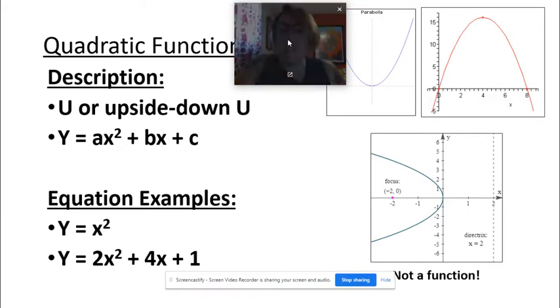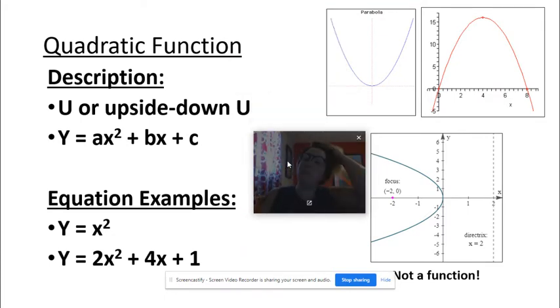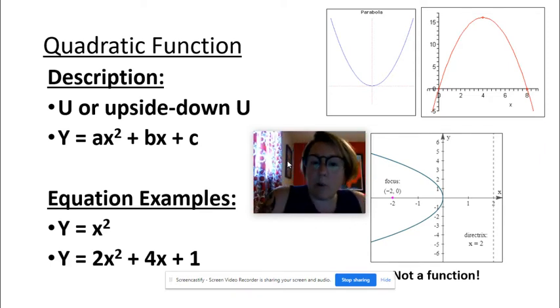The next type of function we learned about was the quadratic function. So the quadratic function makes a U or upside down U shape. This is called a parabola. These come in the form ax squared plus bx plus c. So you could have something as simple as just y equals x squared, or you could have the full quadratic equation, y equals 2x squared plus 4x plus 1.